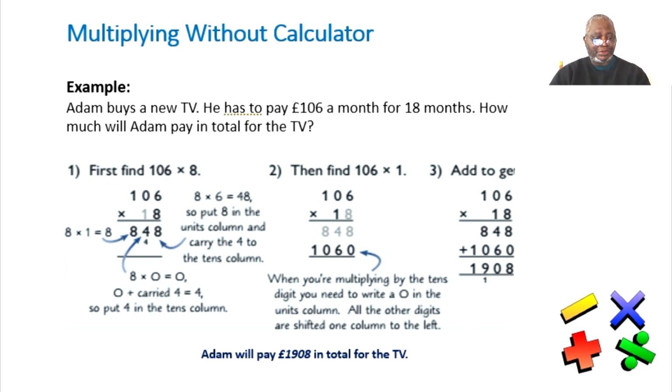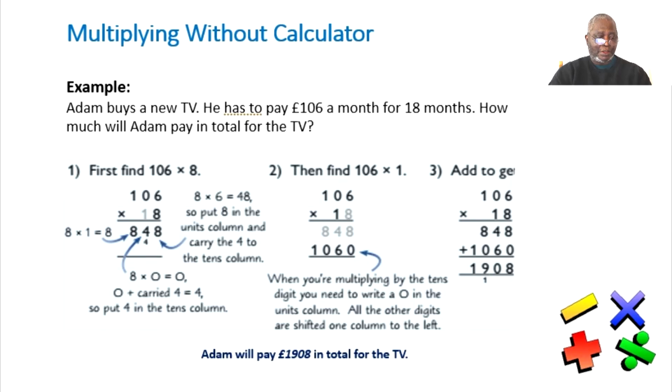Adam buys a new TV. He has to pay £106 a month for 18 months. How much will Adam pay in total for the TV? So obviously he has to multiply £106 by 18 because it's 18 equal payments. You have 3 steps. For each step you see all the notes that guide you and explain what you've done. Read them and you will understand what you're doing.